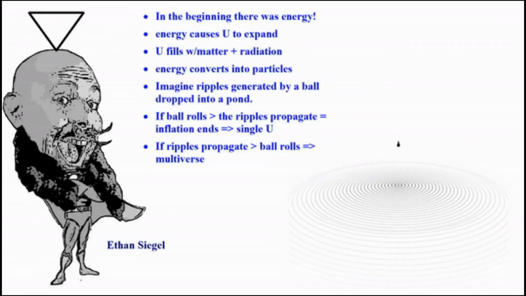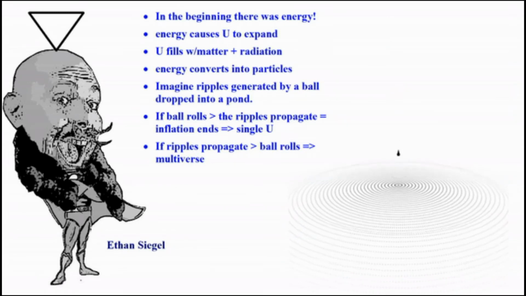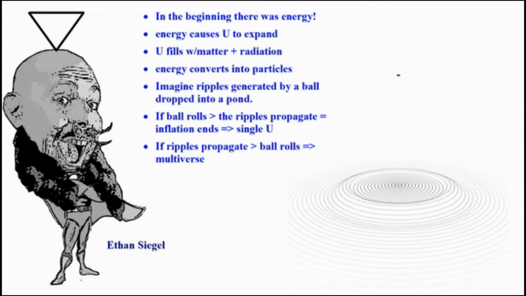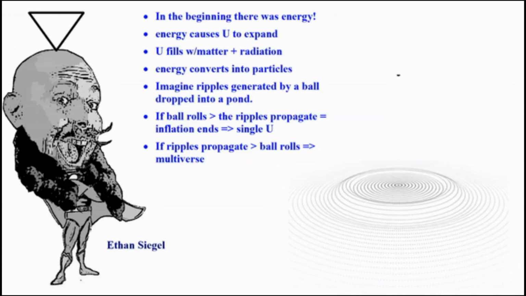Okay, Siegel, the first guy, this is how he justifies the multiverse. He says, in the beginning, there was energy. Whoa, there was energy. What is energy and how did it get there? That's what he's got to explain. But he doesn't. He just says, in the beginning, there was energy. So he just starts out with something, whatever this energy thingy is.